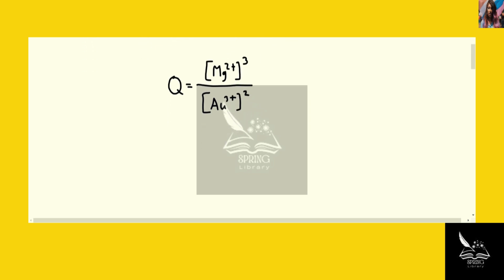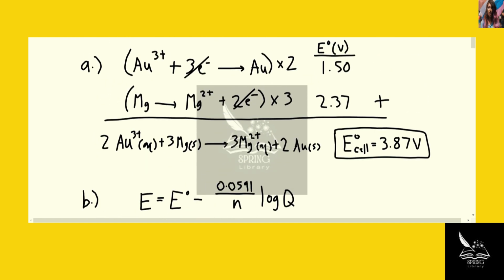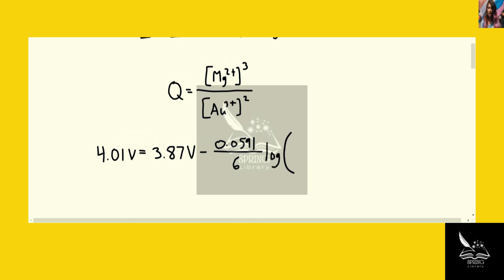We are told what the value is of the non-standard cell potential, and that is 4.01 volts. This is equal to the standard cell potential, which we calculated in part A to be 3.87 volts, and then subtract 0.0591 over n. And we saw for the overall reaction, we had to cancel out a total of 6 electrons on each side. So that is why n is equal to 6, times the log of Q, where Q is this expression that we just formed.